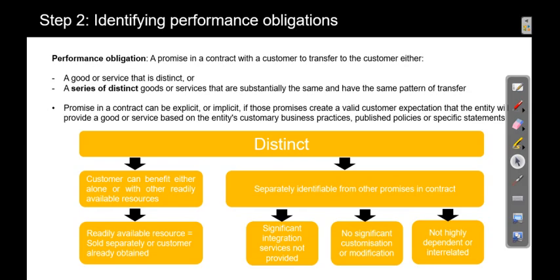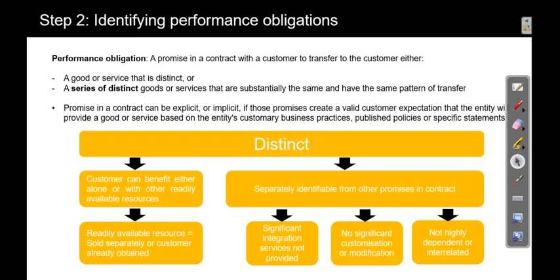Today in this video lesson, we're going to cover the second step of the IFRS 15 revenue recognition model, which is identifying the performance obligation in the contract. In the previous video lessons, we have already covered step 1, which is identifying the contract with the customer. In case you have any questions, please feel free to visit my channel and watch that video. Thank you so much. Coming back, now what is a performance obligation?